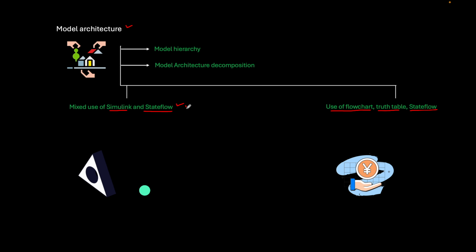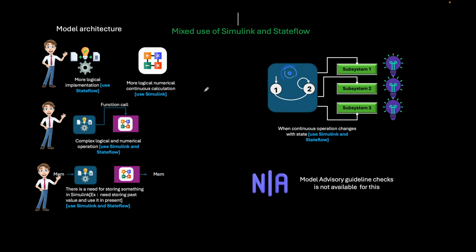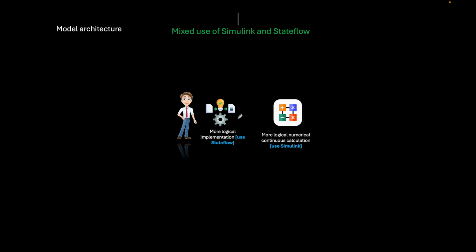So first, let's look into this particular part. Coming to the use of Simulink and Stateflow, we have two options. Suppose your implementation involves more logical things. In that case, you need to use Stateflow. Suppose you have one state, and from that state you want to go to another state, and this involves multiple logical calculations inside these blocks. Then you need to take the transition. In such a case, you need to use Stateflow.